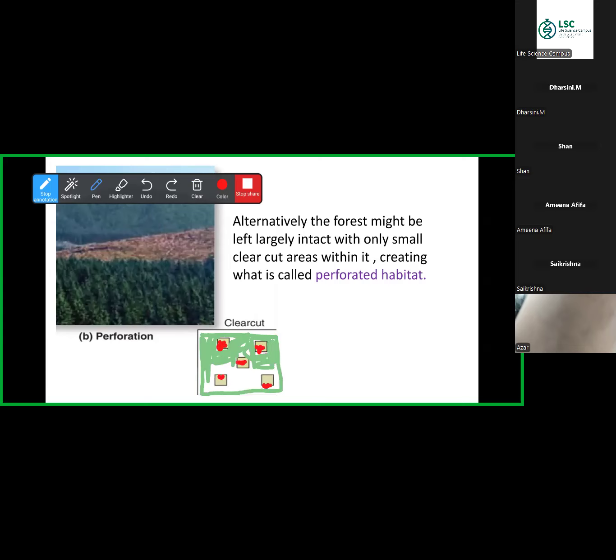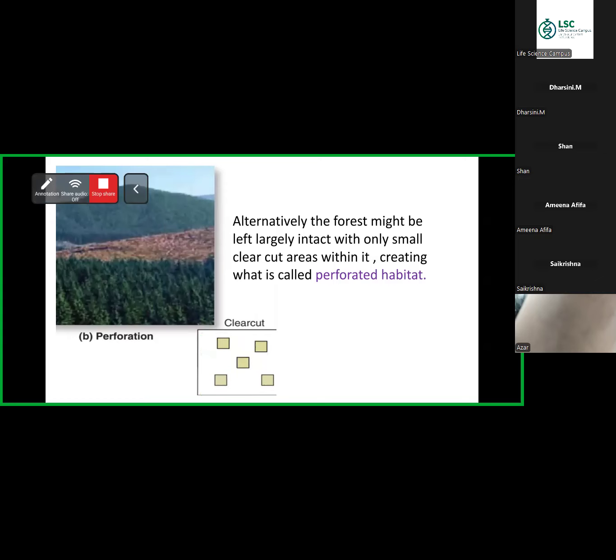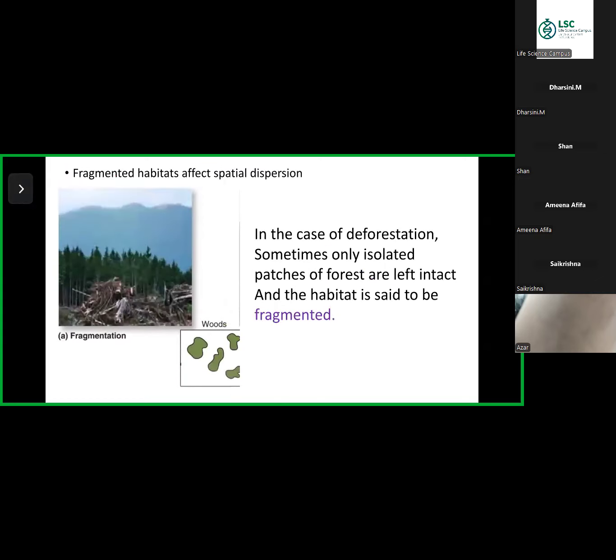But in the first case, that is in the case of fragmentation, most of the forest area is damaged and only patches of the forest are left. Do you get the difference between perforation and fragmentation? Please respond. Yes, ma'am. Yeah, got it.